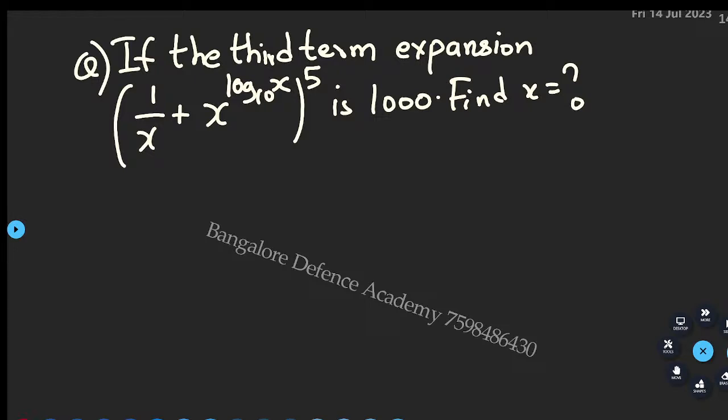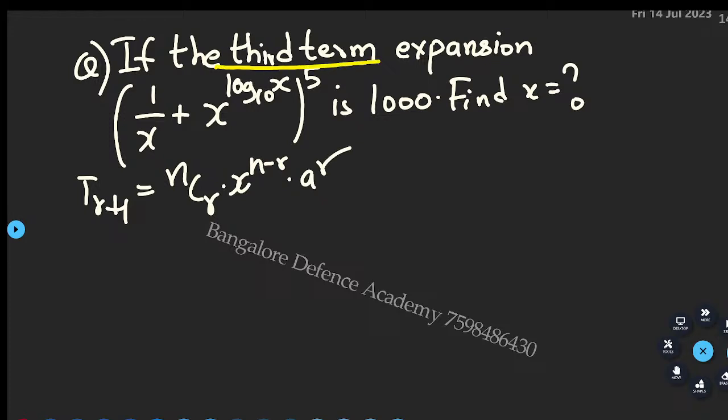Okay, look here. What is the formula for T(r+1)? This is the formula, right? What is given in the question? The third term is how much? 1000. So can I say the third term is equal to 1000, correct? So what will be the r value? The r value will be 2.